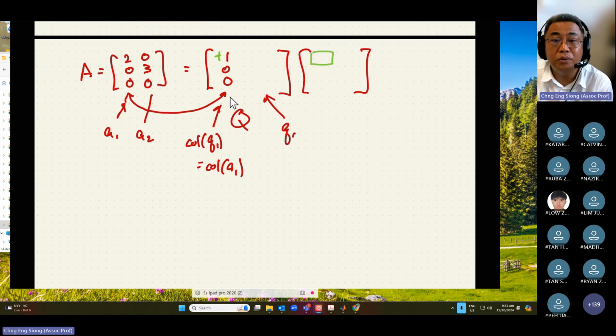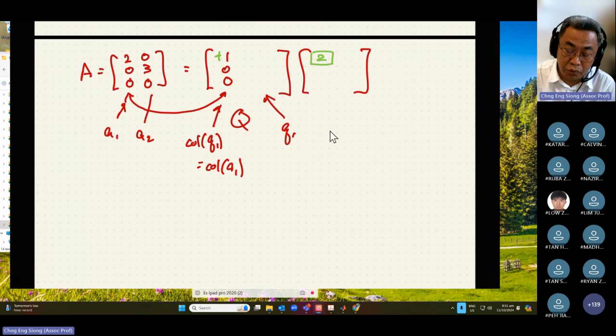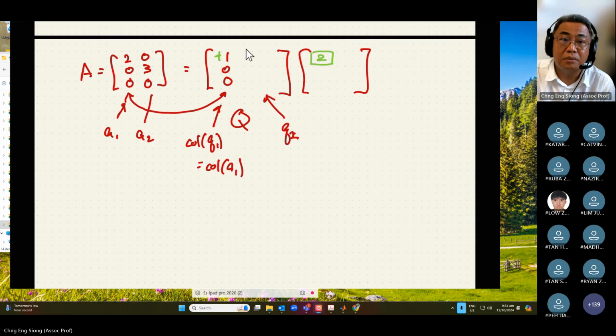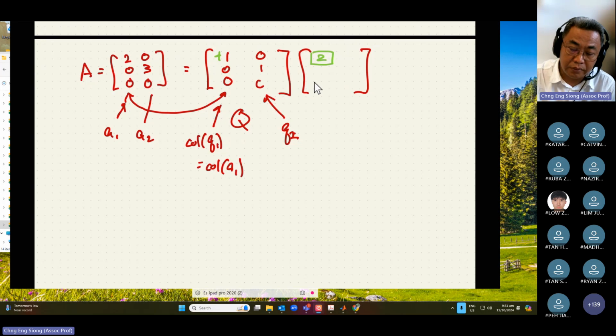So if I've chosen 100, what value must I choose? 2, because 2 multiplied by this column is 200. So it's 2. What about these values here? I haven't chosen here. So, all right. Now, because the example is so trivial, what do you think the Q2 is? This is Q2. Q2, guys? By inspection, you will know. 0, 1, 0.